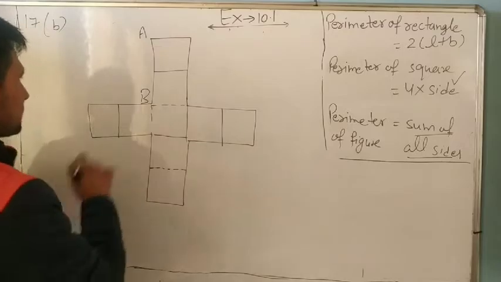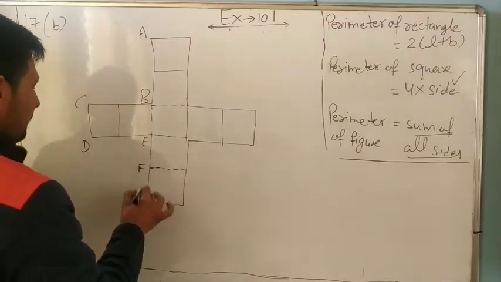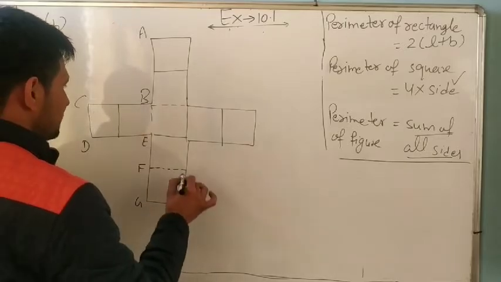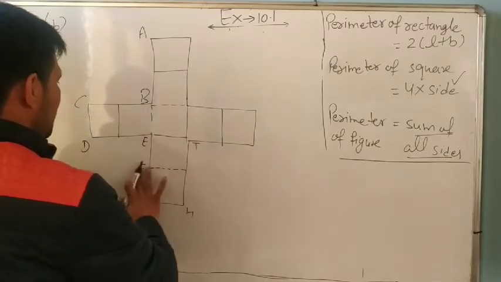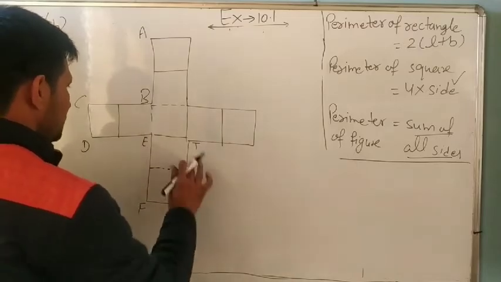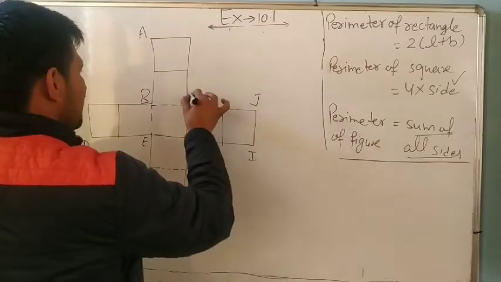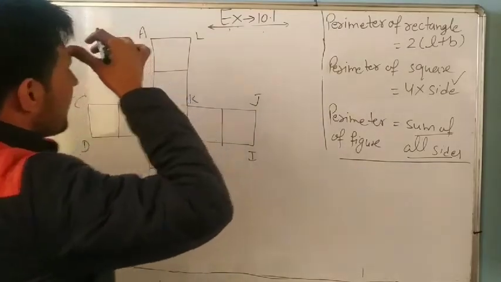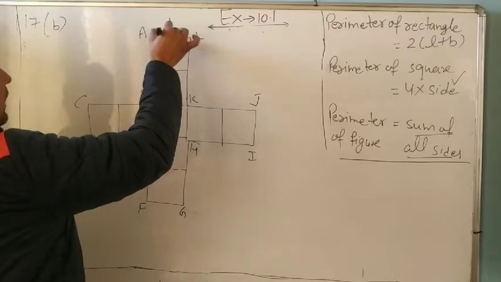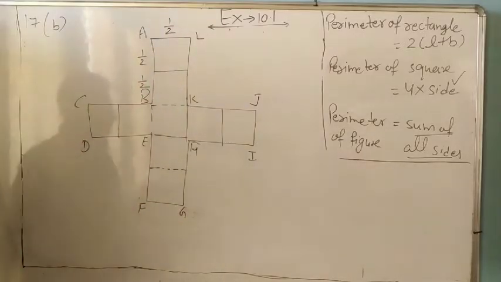You can write like this also: A, B, C, D, and here E, F, G, H, F, G, H, I, J, K, and L. How will you find? It is half plus half. Half plus half, 1. Understand?